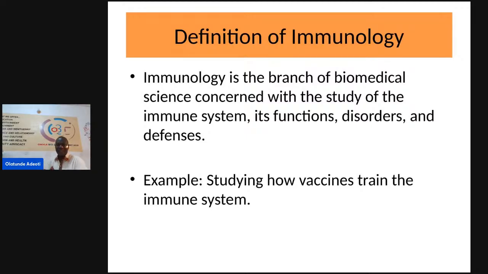Then disorders. So we'll come to a point whereby we will be looking at when the immune system tends to overreact, or when the immune system tends to lose its control, just like if you are driving a car and the car loses control. So what are going to be the resultant effects? That is what we are going to talk about when we'll be talking about the immune disorders, that is autoimmune diseases.